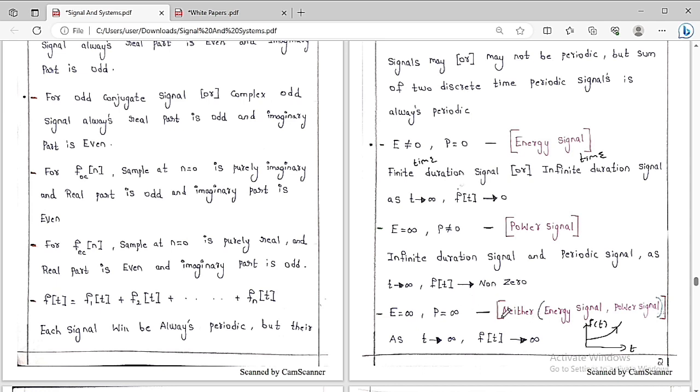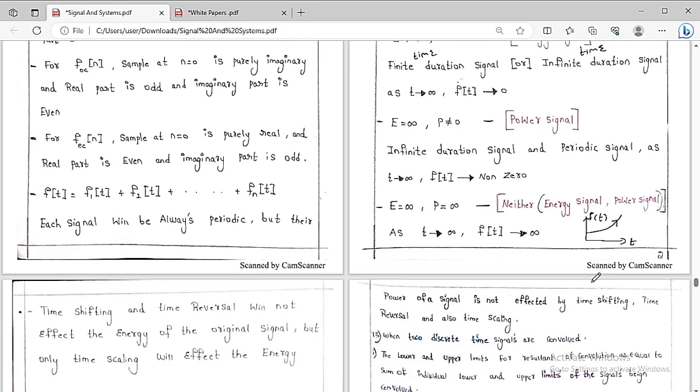And the signals which are neither energy signal nor power signal mean energy is equal to infinity and power is equal to infinity. Those signals which have energy equal to infinity and power equal to infinity are called neither energy signal nor power signal. The best example is as t tends to infinity, the f of t value tends to infinity. So here energy is equal to infinity and power is also infinity. Therefore, these are neither energy signals nor power signals. This you always have to keep in your mind.